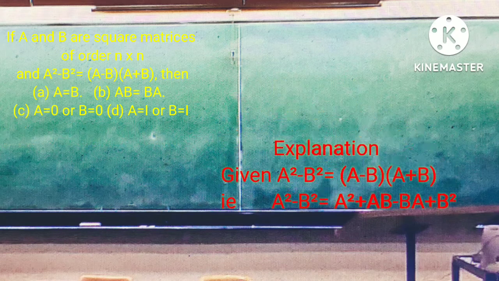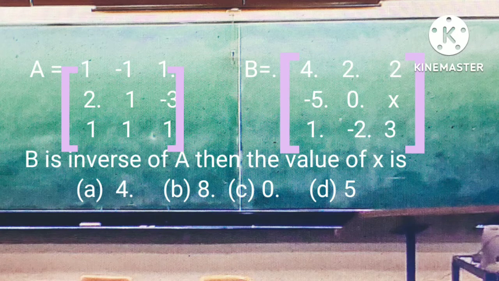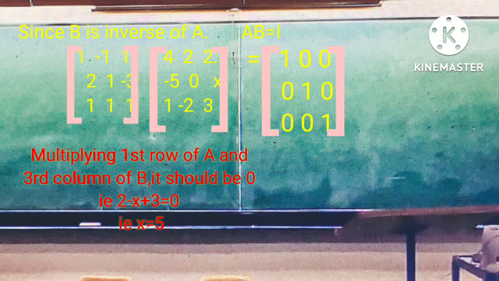Similarly, another condition: two matrices are given. B is the inverse of A. Then the value of X is asked. Multiply these two matrices, take the first row and third column in the second matrix, and equate to the first row third element in the product matrix, 0, and you can get the value of X as 5.